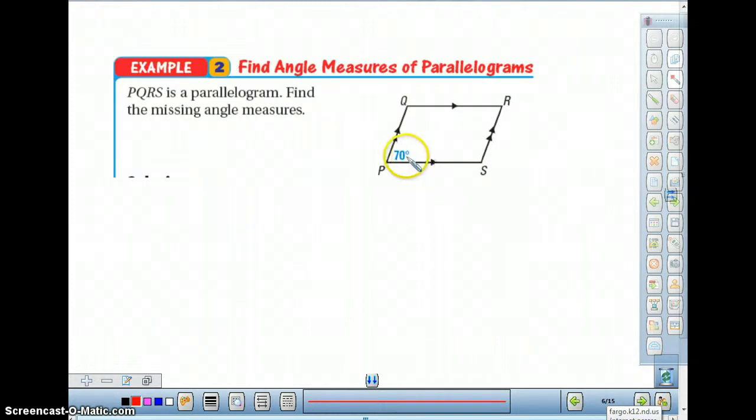Okay, so missing angles, we know that opposite of P is going to be 70, so R is also going to be 70. Okay, we also know that angles right next to each other are going to add up to 180. So 180 minus 70, Q will give us 110, and opposite of Q is S, gives us 110 degrees.